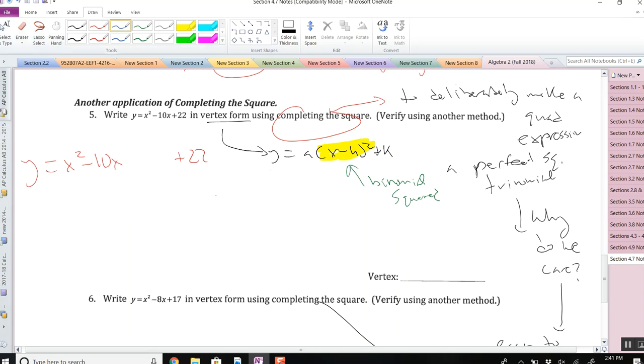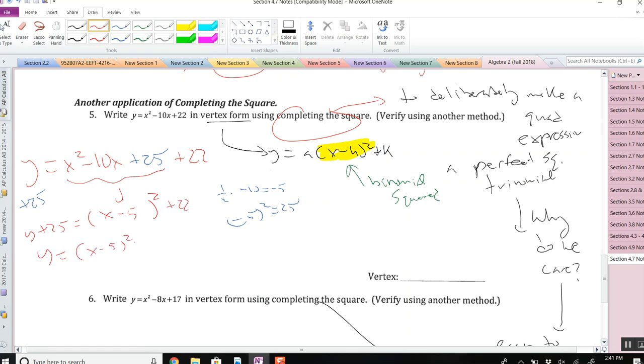Take half of negative 10, which of course is negative 5. Square negative 5, which of course is 25. But you better add it to the other side. So what do we got now? y + 25 equals, see now I can factor that. All that becomes this. And there we go. And these are actually the same equation.